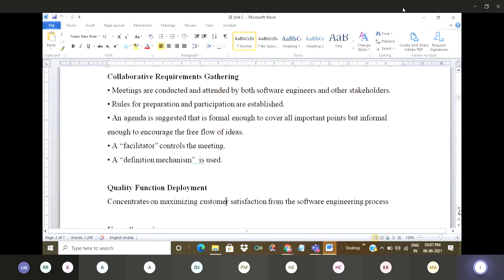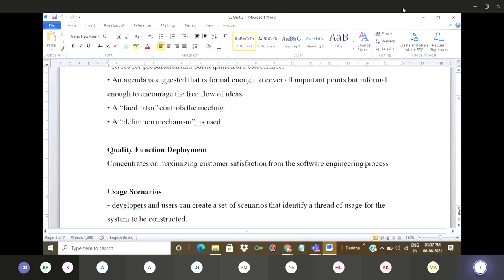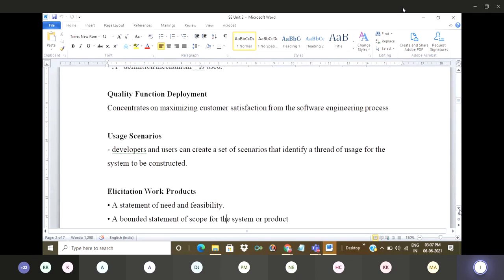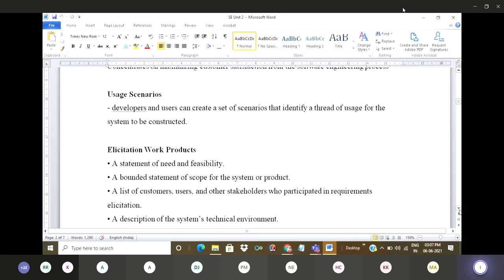Then quality function deployment, which concentrates on maximizing customer satisfaction from the software engineering process. So if we do any project, the customer must get satisfied, then only it can be accepted by the customer. If there is no satisfaction, the process cannot be completed. Third is usage scenarios. Developers and the users can create a set of scenarios which identify a thread of usage for the system to be constructed.